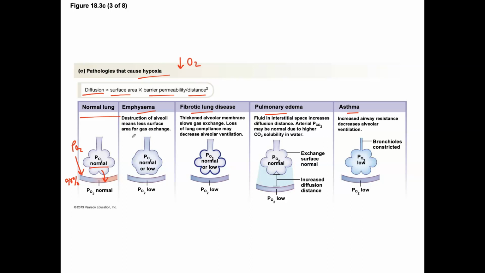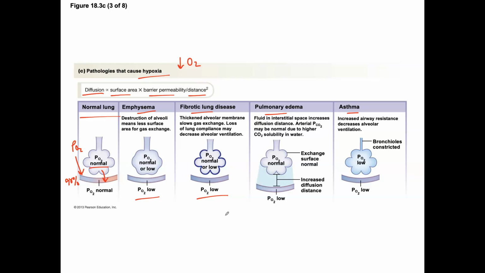So we see changes in surface area, thus reducing gas exchange and lowering the amount of oxygen that reaches the blood. In fibrotic lung diseases, we may see a thickening of the alveolar wall, which is changing essentially the diffusion barrier. It's affecting the permeability of the gases. And so diffusing through scar tissue is going to be slower, and so less oxygen is going to get into the cardiovascular system. So we're seeing lower oxygen in emphysema, we're seeing lower oxygen in fibrotic lung diseases, and so we're getting hypoxia that results.